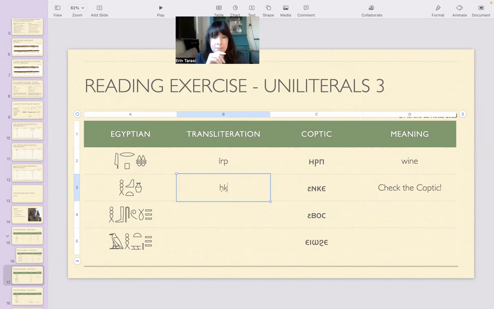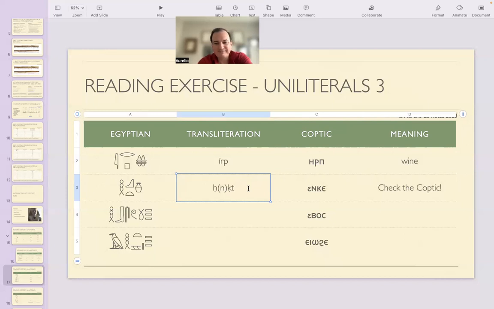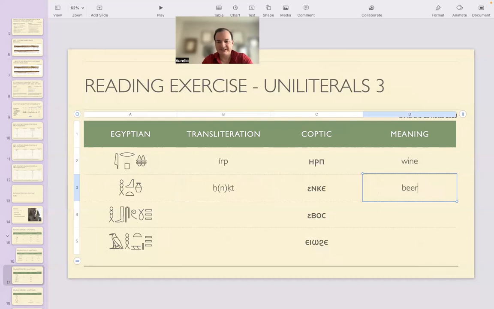And then T, but this is a trick word. There's actually an N between the H and the K here, which the Coptic cues you in on, which is henket, and it means beer. That's entirely right. Here we go. Nice theme, Aurelio, on a Saturday night. Yeah, good selection, huh? We're getting out the drinks early.